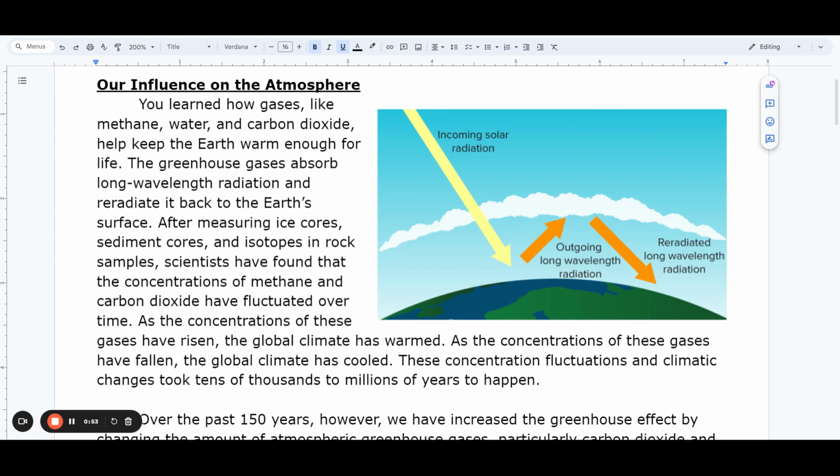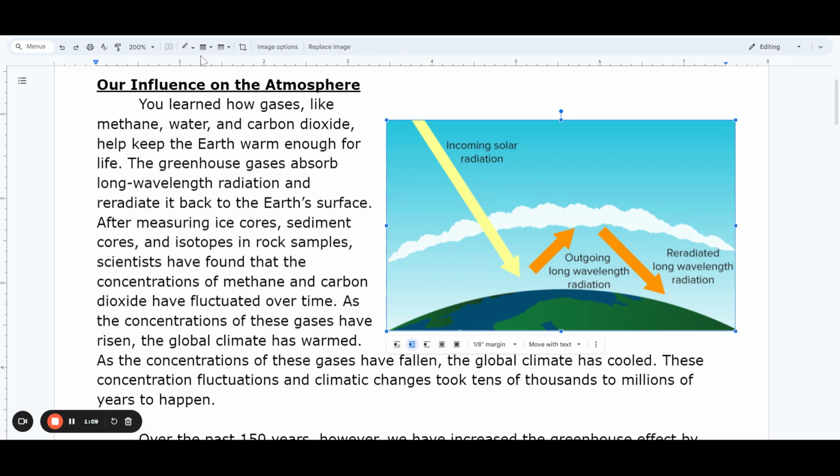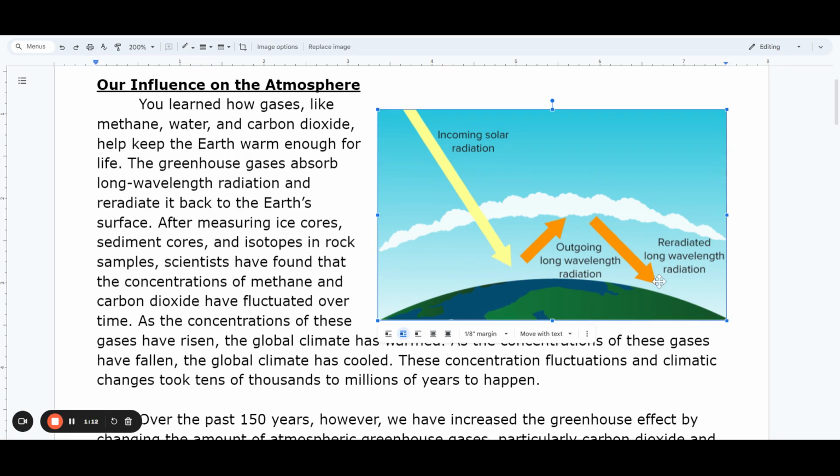In our picture, we see the incoming solar radiation from our sun, and then we have the outgoing long wavelength radiation as it bounces off the Earth. But then we have our atmospheric gases, those greenhouse gases that bounce it back and re-radiate long wavelength radiation.